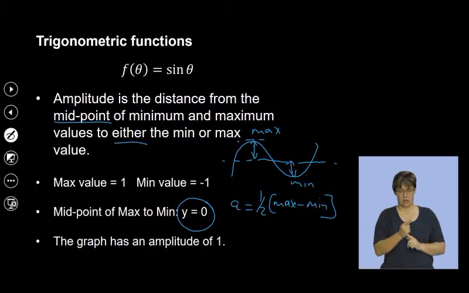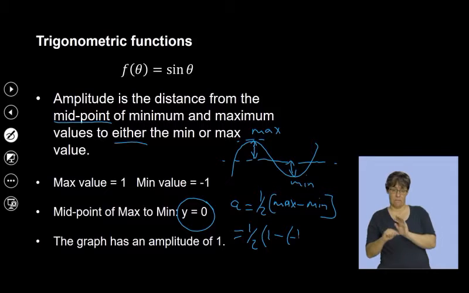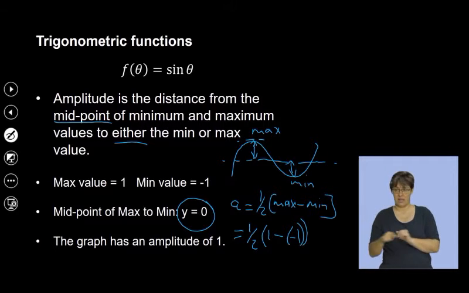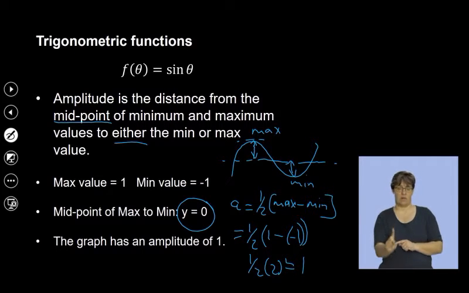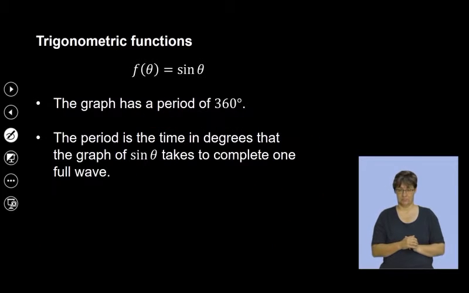So, therefore, you will get what this is. So, what am I saying? With this, it's 1 over 2 into my max, which is 1, minus my minimum, which is -1. So, this is the same as 1 over 2 multiplied by 2, which definitely equals 1. So, you need to please note that.